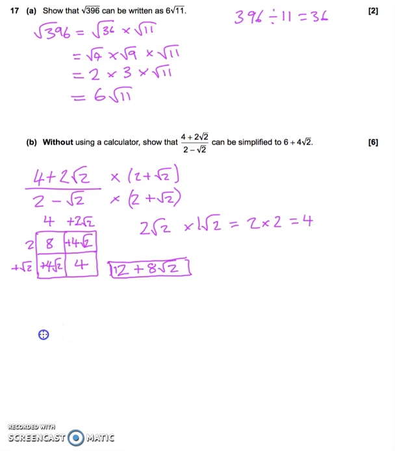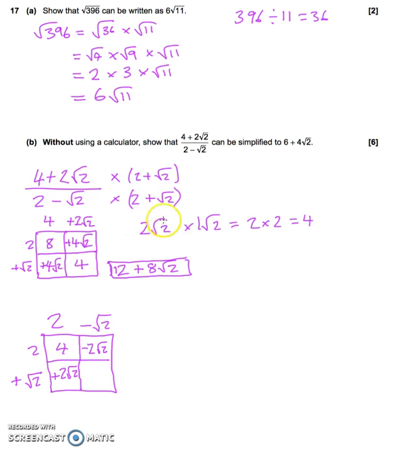On the bottom, again, I need to draw myself a grid to multiply the expressions together. I've got 2 minus root 2, and I've got 2 plus root 2. 2 times 2 is 4, minus 2 root 2, minus 2 root 2, plus 2 root 2. Now, that's what I was talking about earlier about rationalising the denominator. If you've got 2 root 2's and you take away 2 root 2's, you've got no root 2's. So we've got nothing with surds on the bottom, which is good.